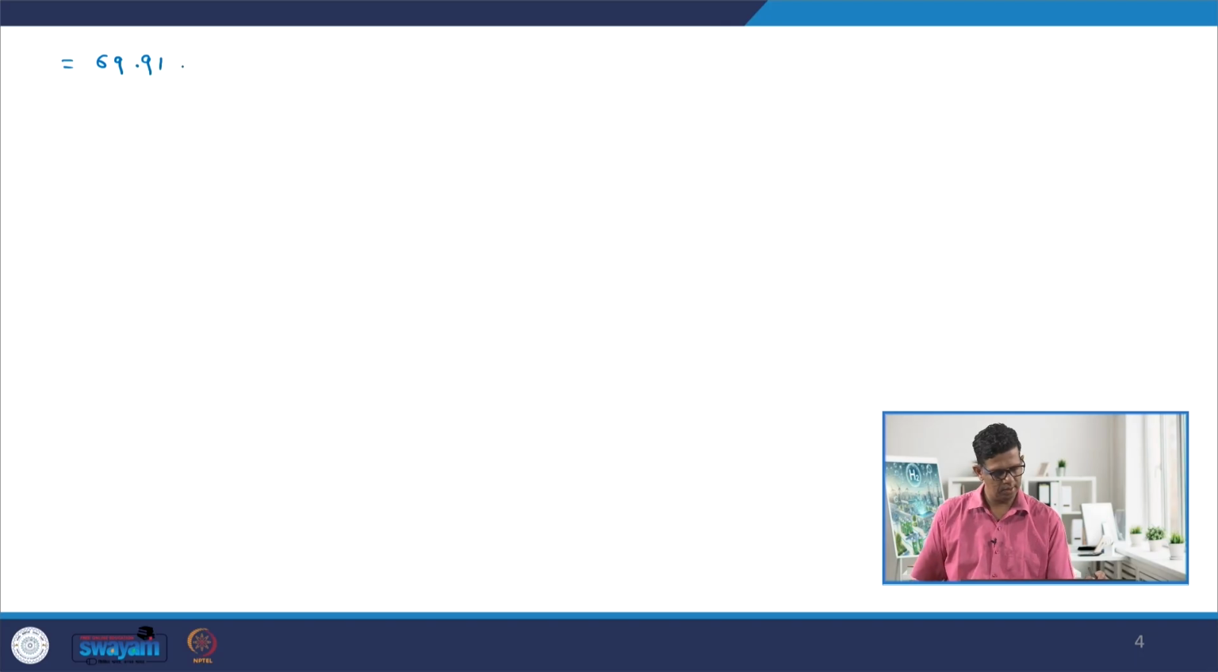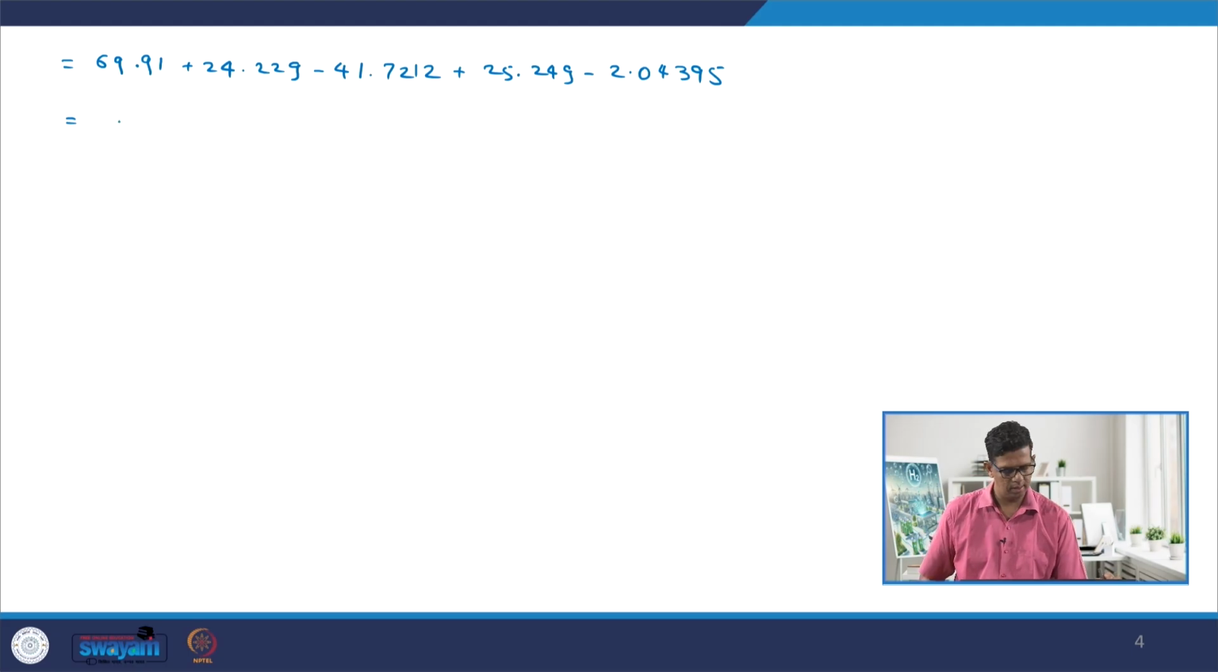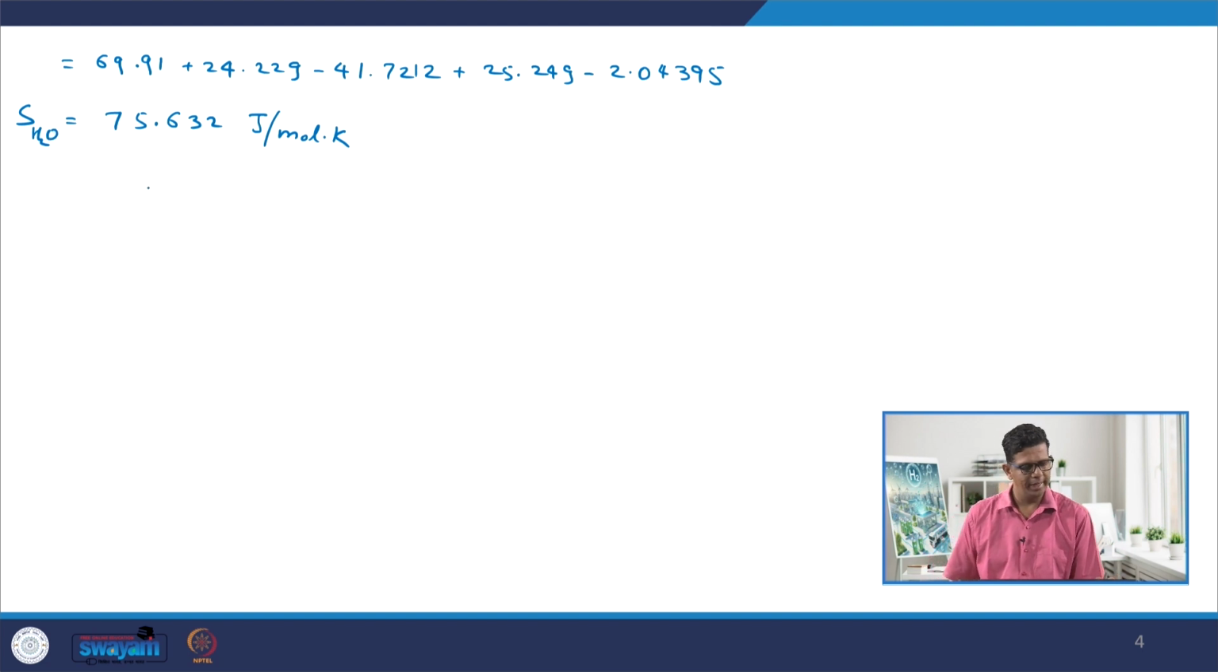So, if we solve this up, this will be 24.229 minus 41.7212 plus 25.249 minus 2.04395. So, if we solve this, this comes close to 75.632 joules per mole per Kelvin. So, this is the entropy of water at 80 degrees Celsius.